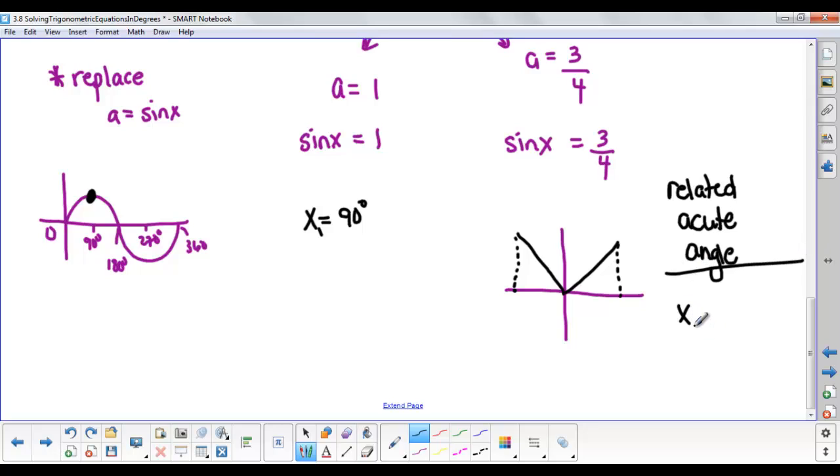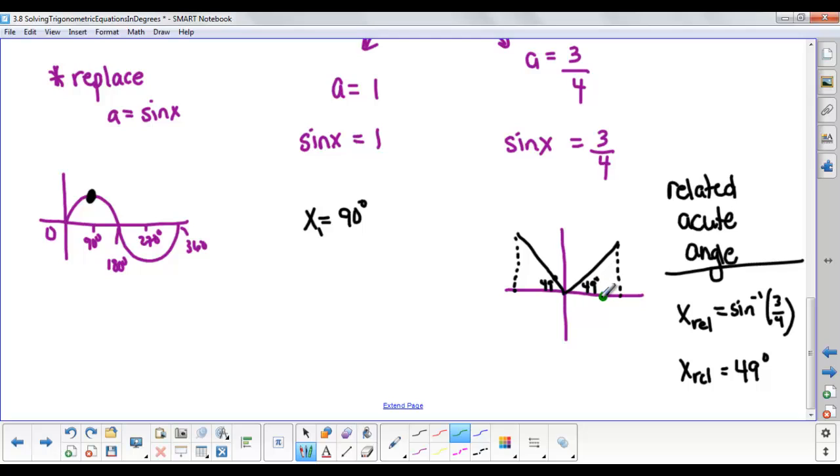So our related acute angle, I'll call it x related, is really just the sine inverse of 3 over 4. If you worked that out, the related acute angle on your calculator, rounded to the nearest whole degree, is about 49 degrees. So that tells me that this related acute angle here is 49 degrees, and this one here is 49 degrees. Now that we know that, we basically go ahead and use the same method we did before to find our two possible values for x.